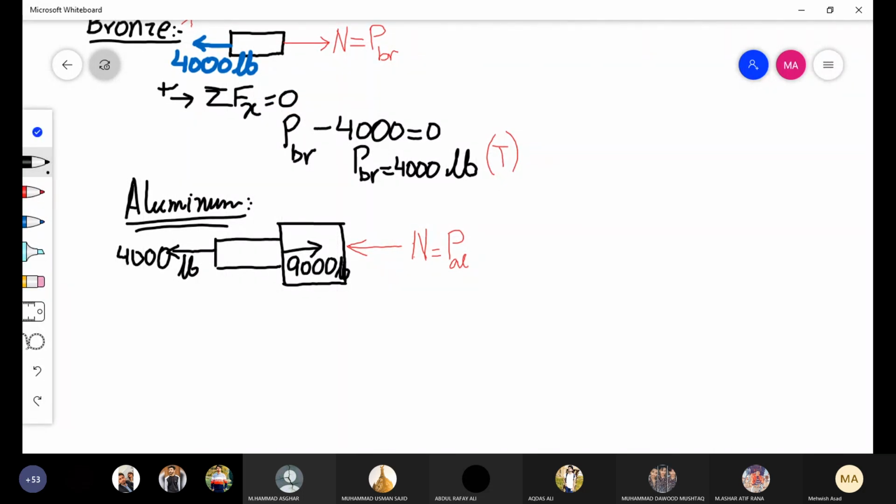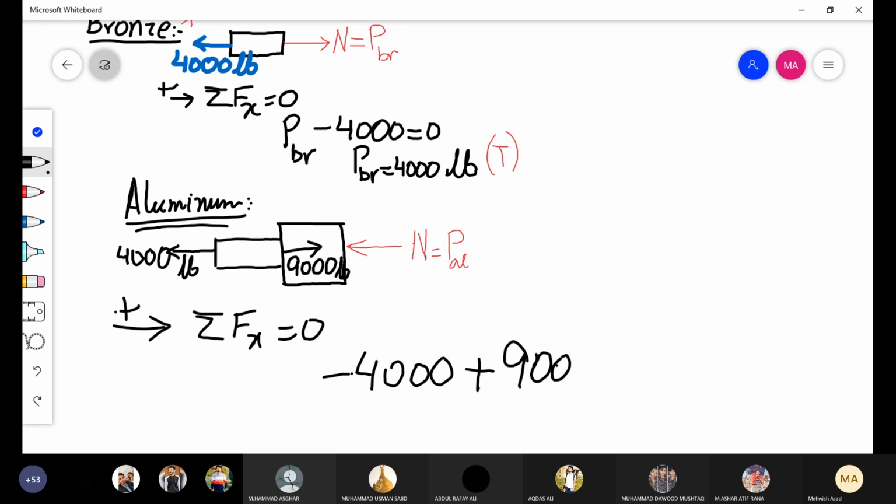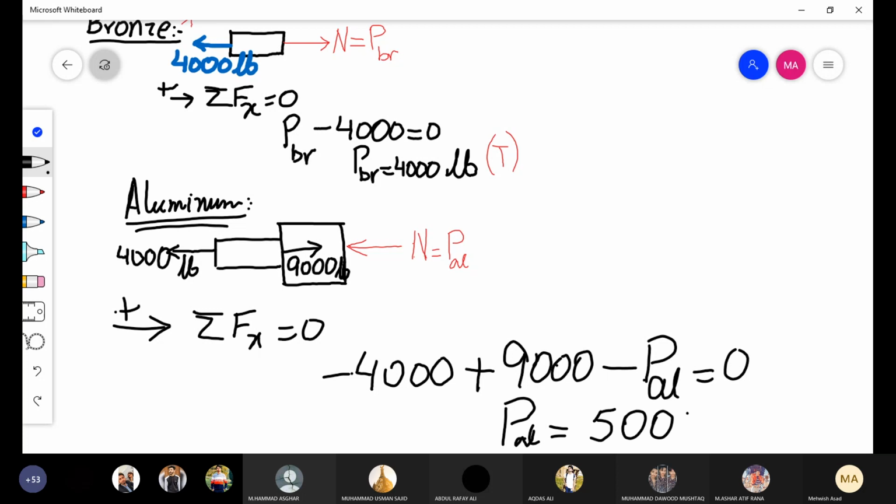We will apply the equation of equilibrium over here. Summation of all forces in x direction is equal to 0, assuming all rightward forces as positive. So this is negative 4,000 plus 9,000 minus PAL is equal to 0. So PAL, that is aluminum force, internal force in aluminum section, comes out 5,000 pound. If answer is positive, means your assumed direction is correct. If answer is negative, means your assumed direction has to be changed.